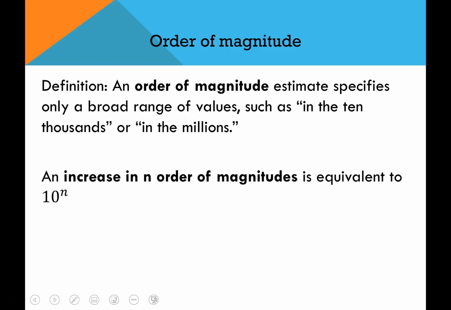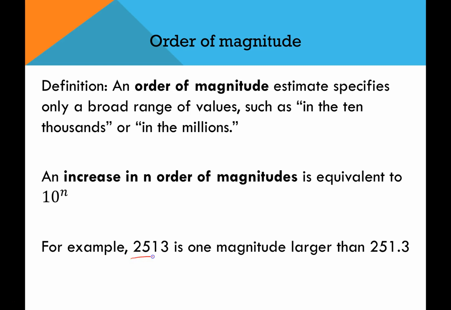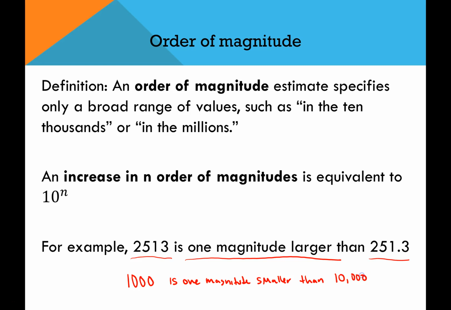And an increase in an order of magnitude is equivalent to 10 to the n. So basically, 2513 is a particular order of magnitude, and it's one magnitude larger than 251.3. Okay, 1000 is one magnitude smaller than 10,000. All right, so you're just trying to get to the right order of magnitude sometimes when you're answering questions.